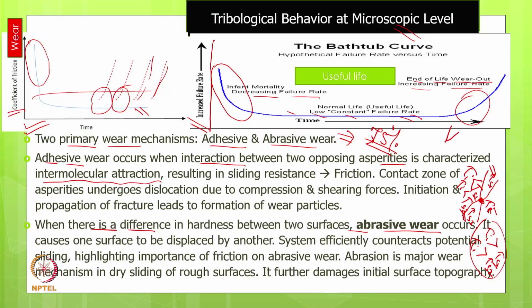If there is an asperity something like this, and the opponent surface is something like this, then as the asperities move in a direction, they try to remove material from this surface. The material will get removed, and naturally the wear will increase. This is what we call abrasive wear. We will detail abrasive wear in lecture 4 in much more depth.